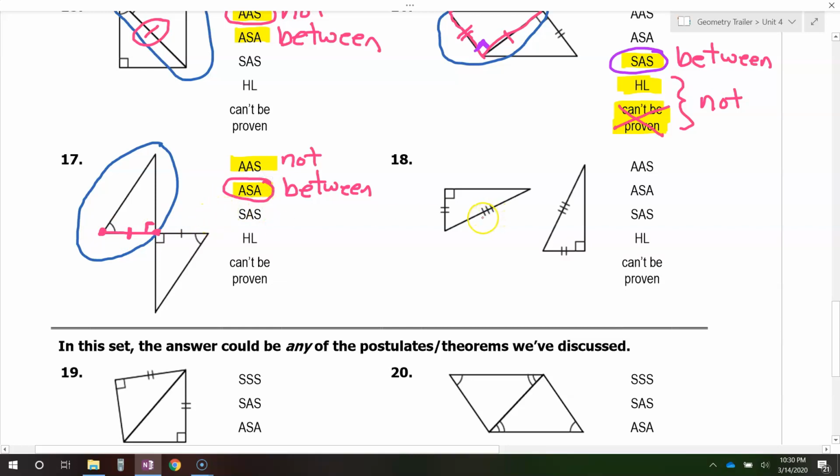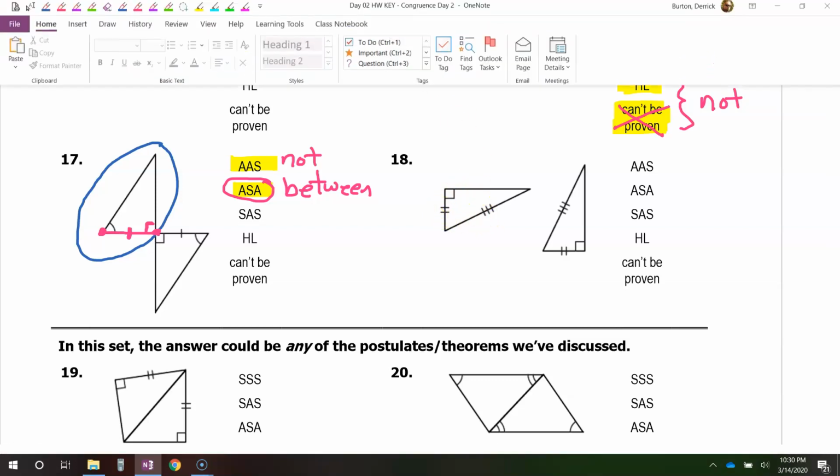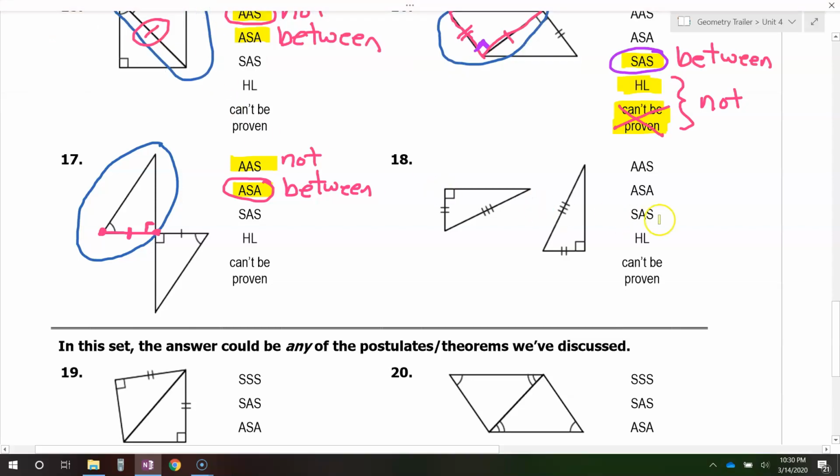All right, jumping over to number 18. These triangles are not touching, so there's no shared side, there's no vertical angles. So just look at one triangle at a time. Notice that we have two sides and an angle. This is the tricky one that we have to watch out for.